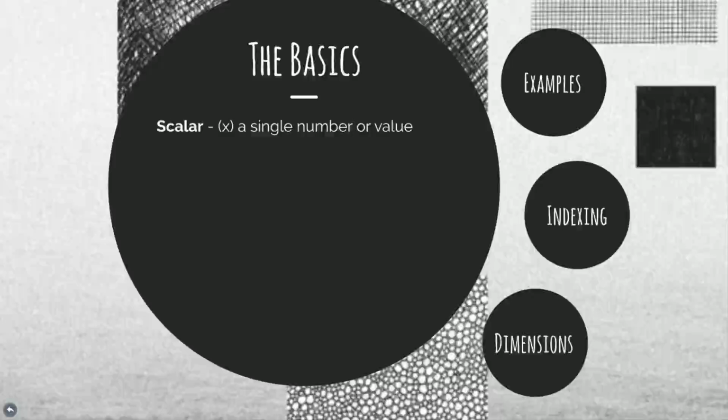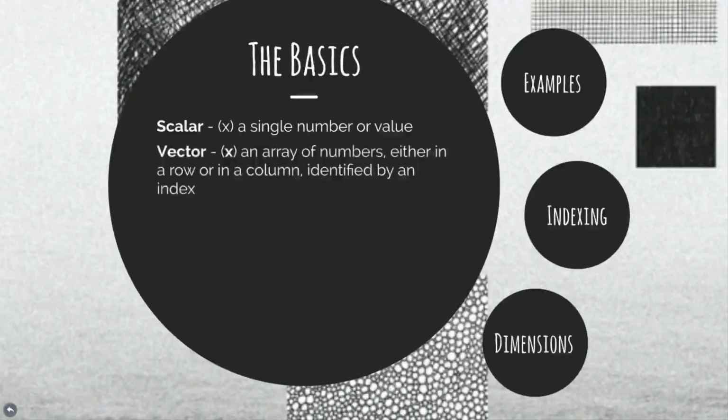So, just starting simple, a scalar is going to be a single number or value, and this is typically denoted with a lowercase variable, just x in this case. And then we can move on to a vector, which is going to be an array of numbers, either in a row or in a column, which is going to be identified by a single index.